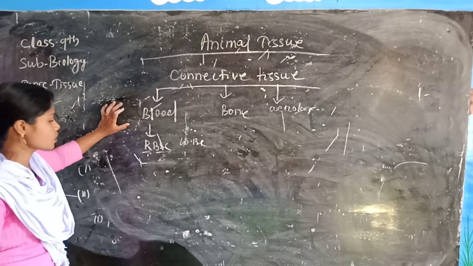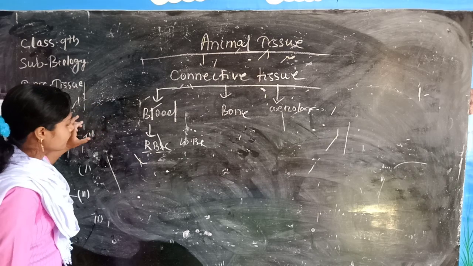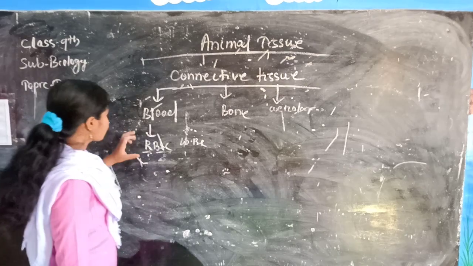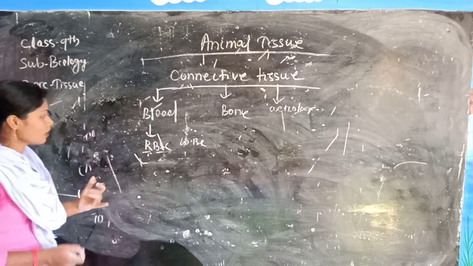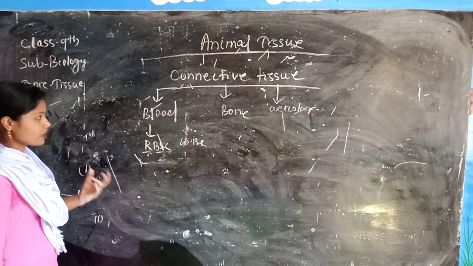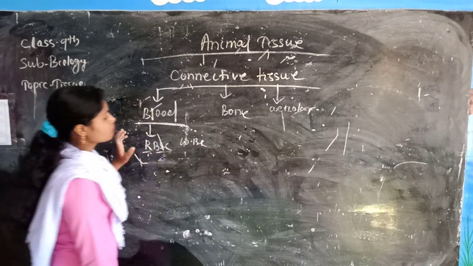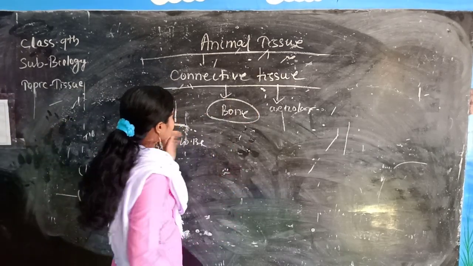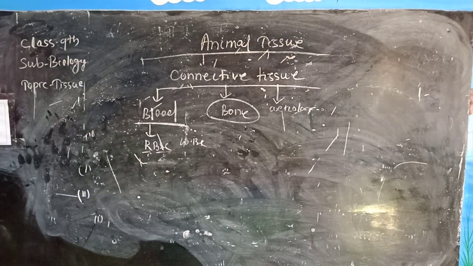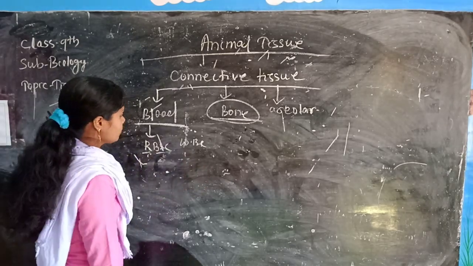Blood is a connective tissue because it carries oxygen from the lungs to the different parts. It supplies oxygen and also through blood we release waste materials like urine and CO2 gas from our body. So it is also called connective tissue. Then bone is another connective tissue.